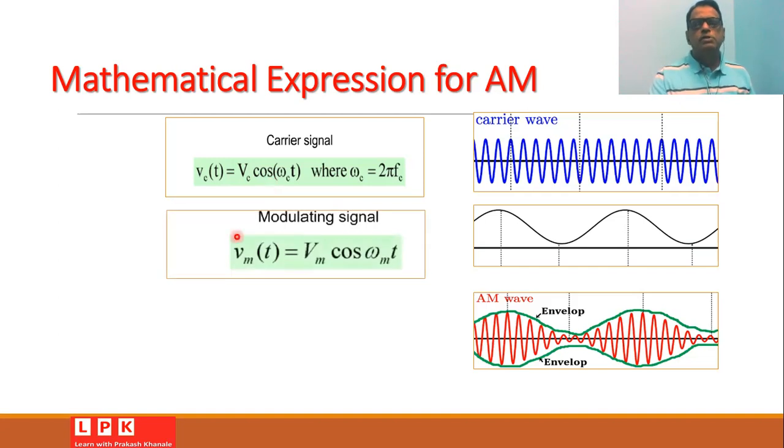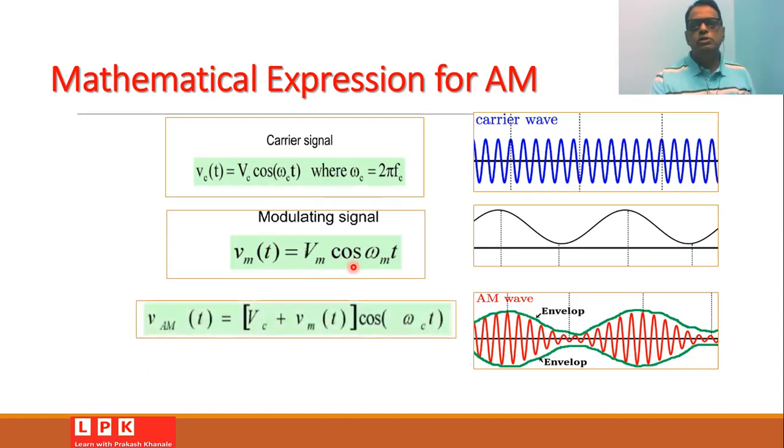Also, we can write the expression for the modulating signal. The modulating signal expression can be given as small vm(t) = Vm cos(ωm t), where small vm(t) represents the modulating voltage at any time t. Capital Vm is the maximum amplitude of the modulating voltage. ωm is the angular frequency, which is equal to 2π fm, where fm is the linear frequency. t is the time. In this case also, we have taken the cos term to represent the modulating signal.